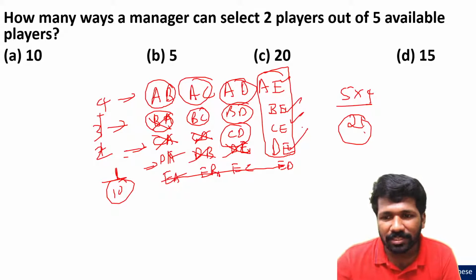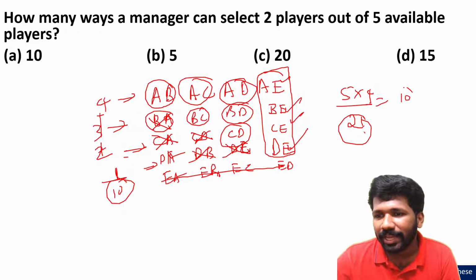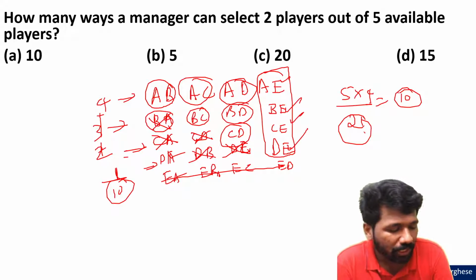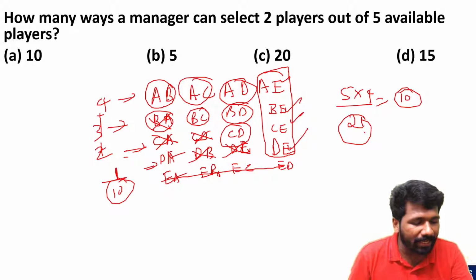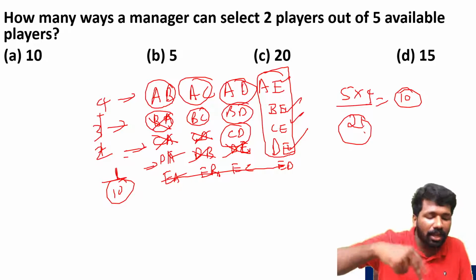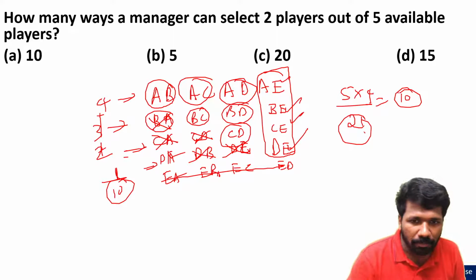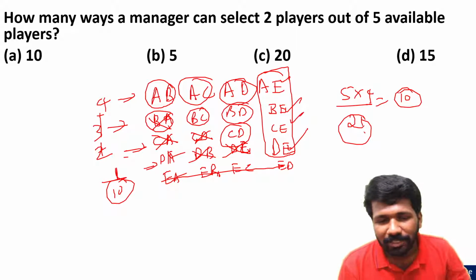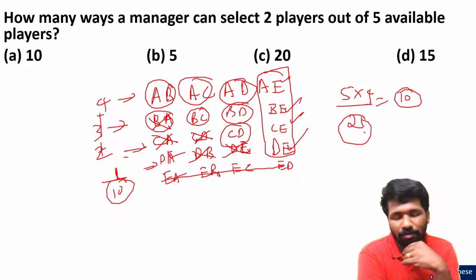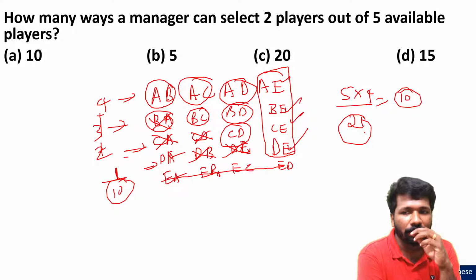So here the answer will be 5 into 4, 20 by 2, 10. All of you understood why it is 10, not 20? Because here it is only selecting 2 people from 5 people. Previous question it was selecting and arranging. That is permutation. This is combination. But still I didn't say what is permutation formula and what is combination formula. So that is what I am going to explain.